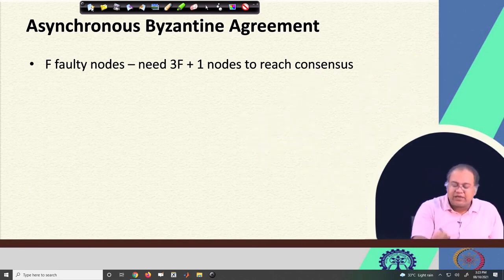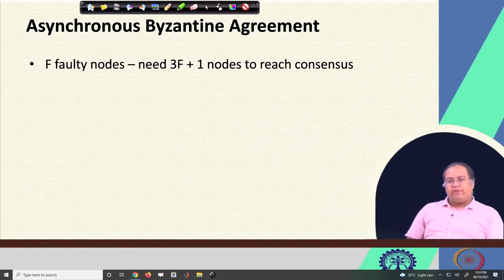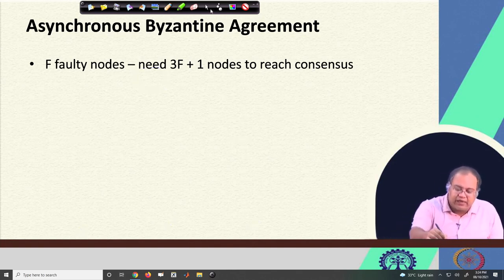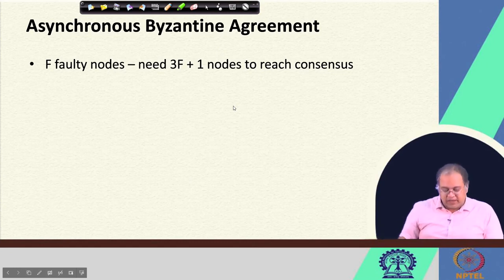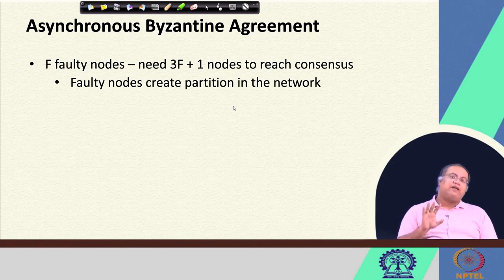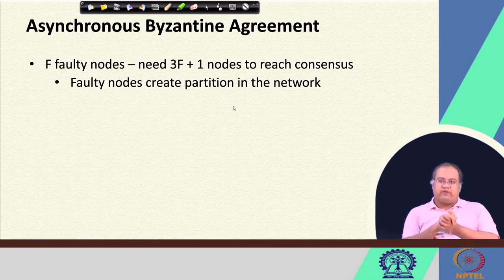Now, the question comes: how are you going to have a proof of this particular theorem? Well, we have seen an example. Now, to have a proof, we rely on the fact that these Byzantine nodes create a partition in the network. Well, so what is meant by partition? Partition basically means that this particular node is going to send one message to one part of the network and another message to another part of the network.